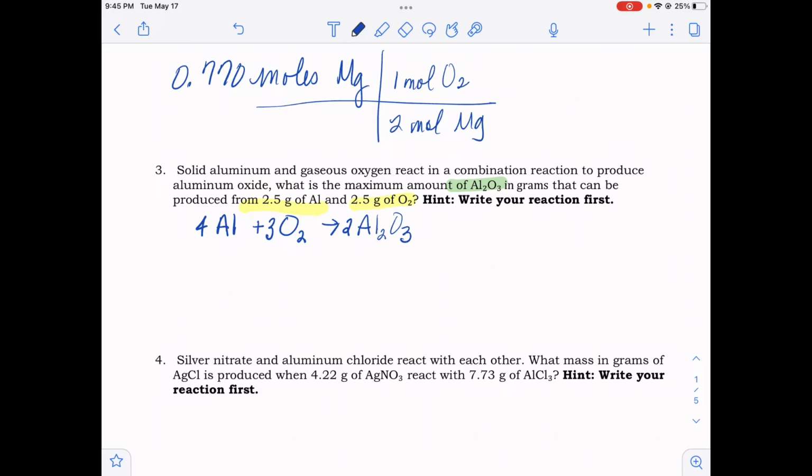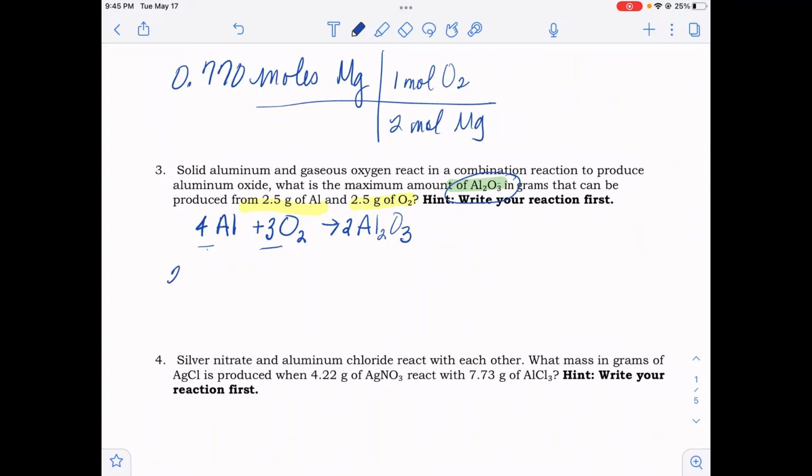All right. Limiting reactant means we're going to solve for both of these reactants, and then we're going to figure out which one made less, and that will be the limiting reactant. And the limiting reactant will make less of what we're solving for. Our unknown is aluminum oxide, so the smaller amount.